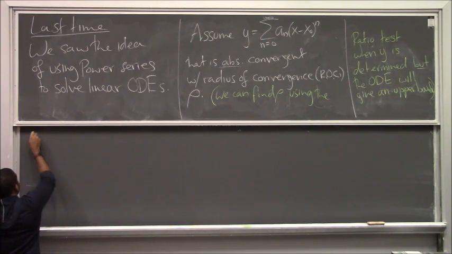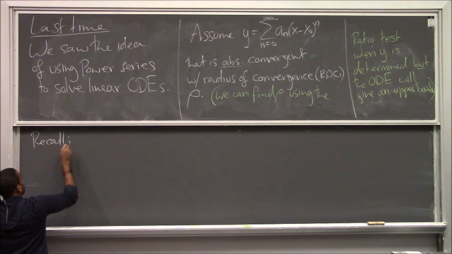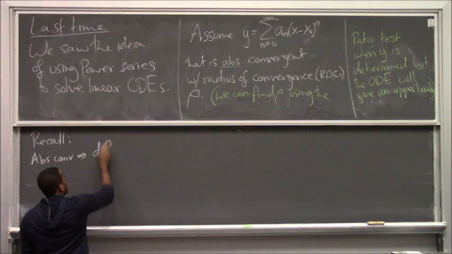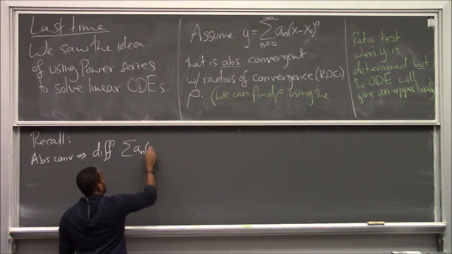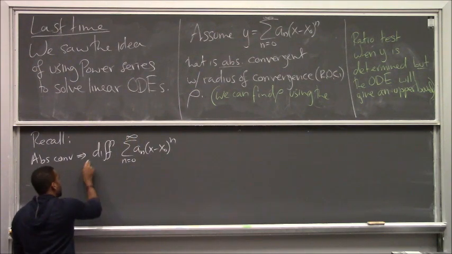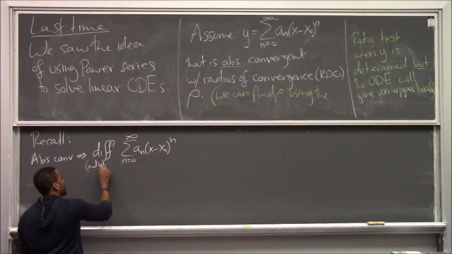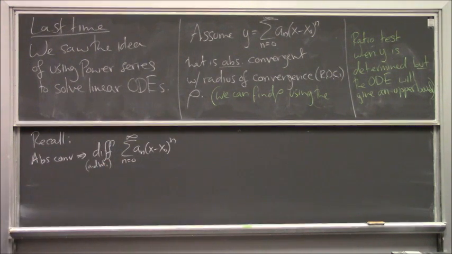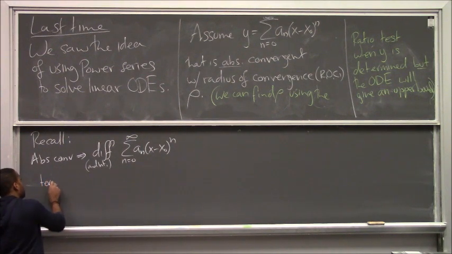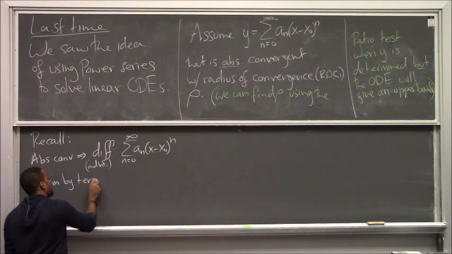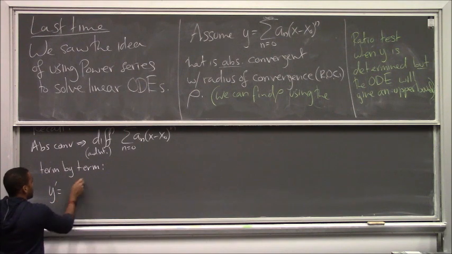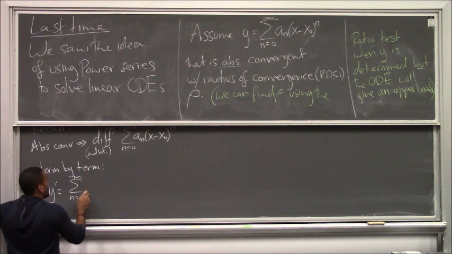Now, in our attempts to do that, we made note that we were allowed to do several operations. Also recall absolute convergence means we could differentiate the sum. By the way, we can also integrate, although we're never really going to find a use for that here. We can differentiate the sum term by term. And namely, y prime would look like the sum to infinity.